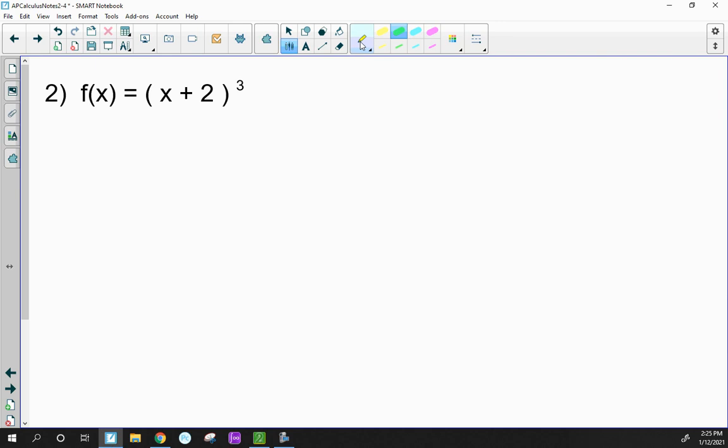Okay, let's try number 2. Example 2, I have f of x is equal to x plus 2 quantity cubed. So over the side, the textbook's going to ask you to do this as well. You're going to have to write down the outside function and the inside function.